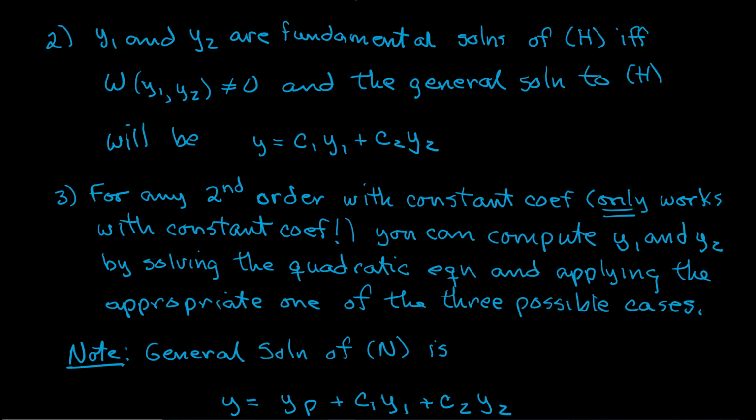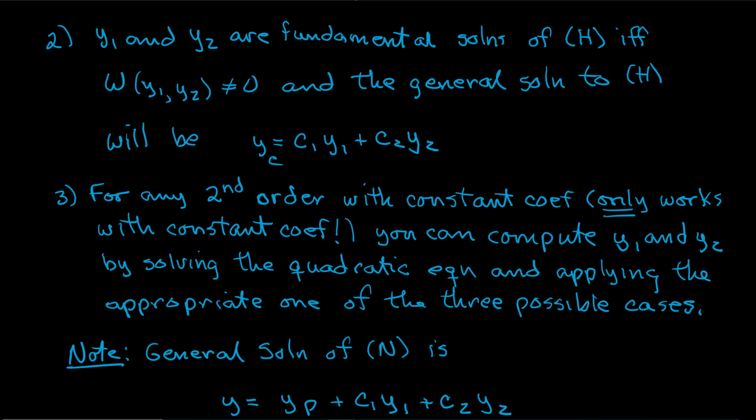Point number 2 in the review. y1 and y2 form a fundamental solution of the homogeneous if and only if. That means this runs both ways. What this says is they're a fundamental solution if the Wronskian is not 0. And you can put it in reverse and say if the Wronskian is not 0, it forms a fundamental solution. This IFF, you may or may not have seen this before, means if and only if. So that's a two-way street. The general solution to the homogeneous, or the complementary solution, if you want to call it that, is going to be C1y1 plus C2y2.